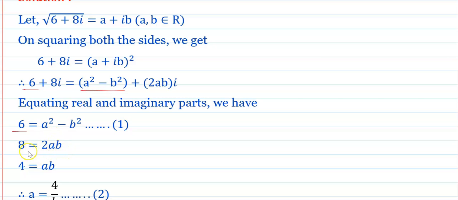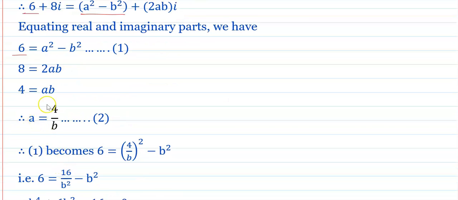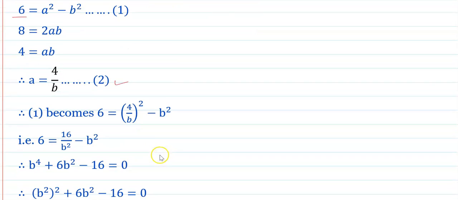2 म्हणजे आपण याला सिम्प्लिफाय करणार, divide by 2 on both sides. 8 upon 2, then you will get 4. 2ab upon 2, you will get ab. Okay. यावरून आपण a ची व्हॅल्यू काढणार. What is a? a is equals to 4 by b. Okay, now put this value of a in equation 1. Therefore equation 1 becomes 6 is equals to, the value of a is 4 upon b bracket square minus b square. मग याचा स्क्वेअर किती आला? That is 16 upon b square minus b square.